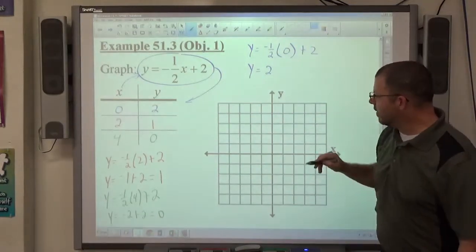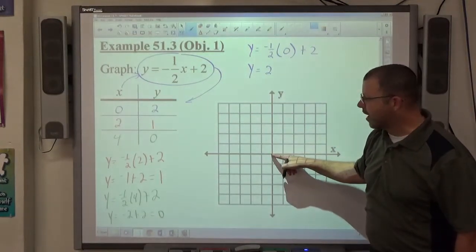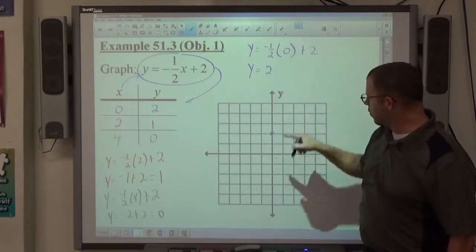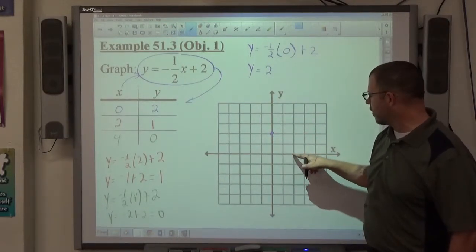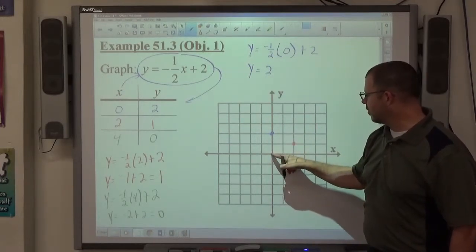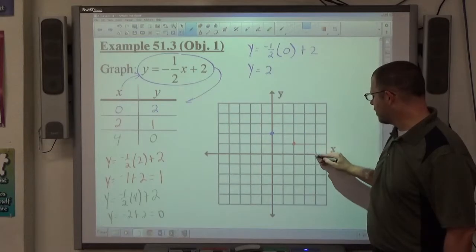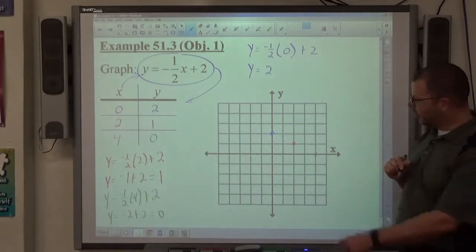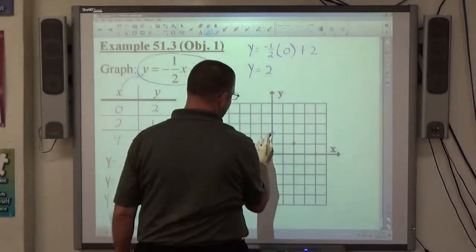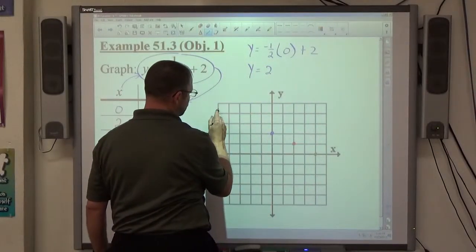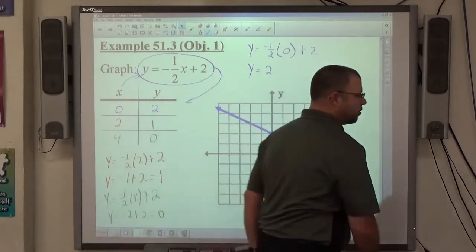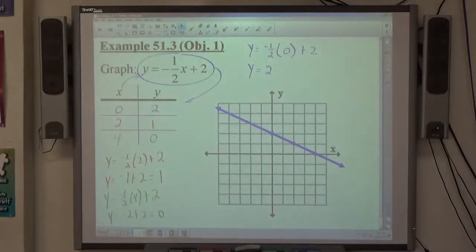And if I plot the points, 0, 2, I start at the origin, I don't go left or right, I go 2 up. The next point is 2, 1, starting at 0, 0, go 2 to the right, 1 up. Third point, 4, 0, start at 0, 0, 1, 2, 3, 4 right, 0 up or down. Notice the 3 dots line up in a nice straight looking line. So then it's just a matter of connecting the dots with a straight edge. Making a nice straight line with arrows on the ends to demonstrate what you're trying to graph.